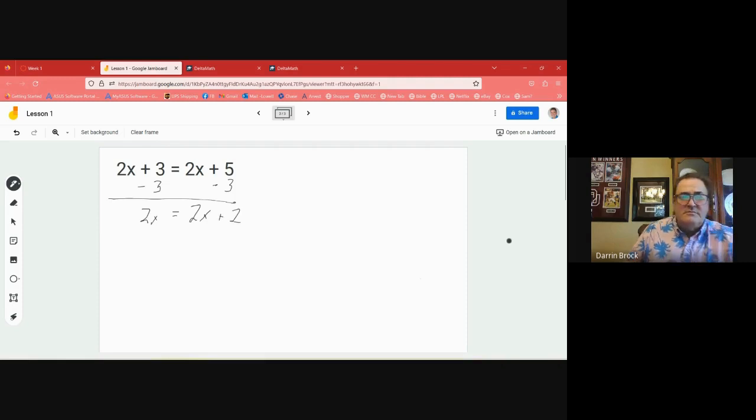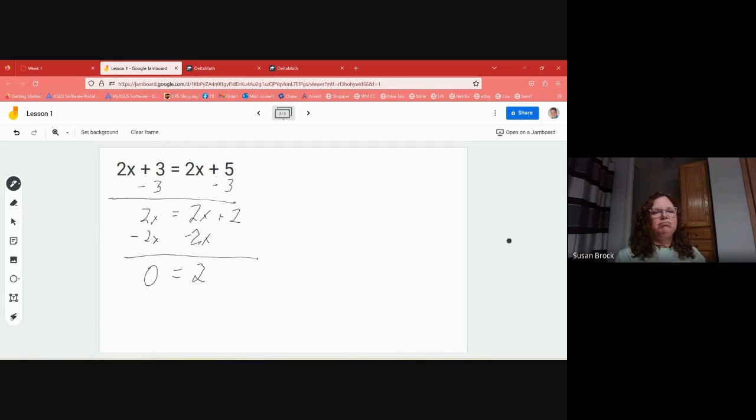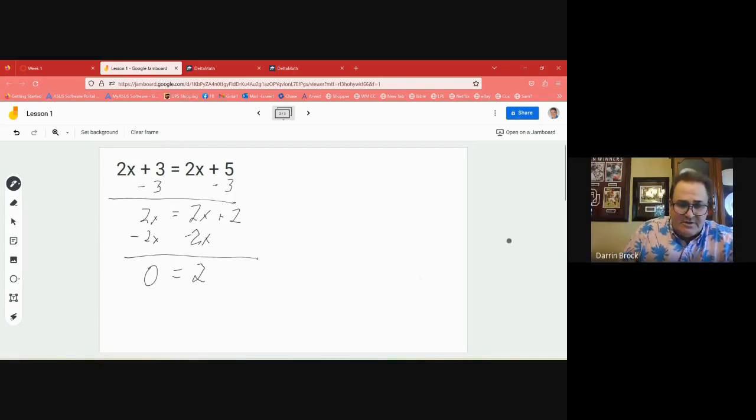plus 2. All right, and we need to move the x's to the other side, right? So put all the x's on the other side, subtracting 2x from both sides. 2x minus 2x is 0, plus 2. 0 = 2. How often does 0 equal 2? Anybody? Never. 0 does not equal 2.